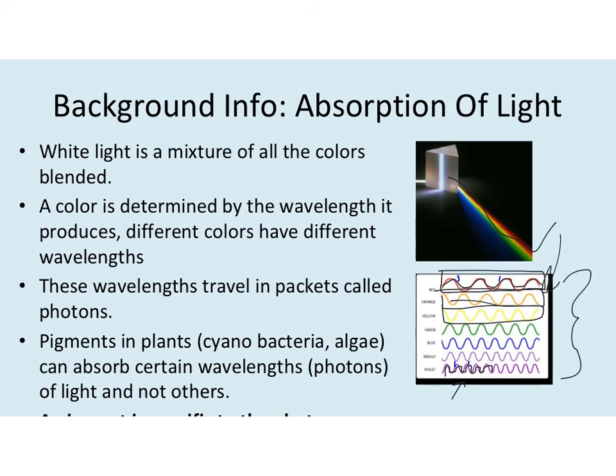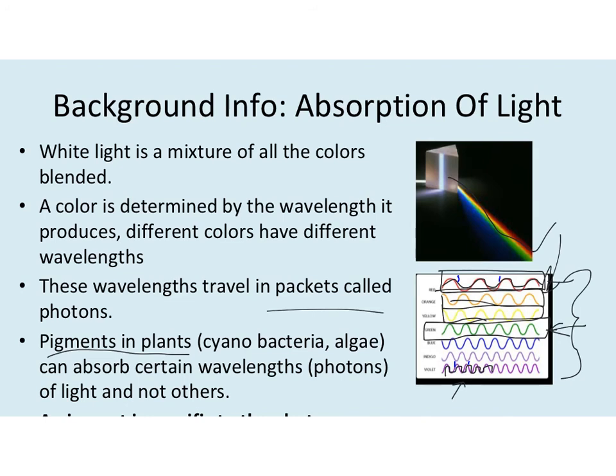Right? And again, these wavelengths travel in packets called photons. Now, the plants can only absorb certain photons. They can't absorb all the different packets of light. They can't absorb, say, green light. Okay? Plants can't absorb this photon. They can absorb the other photons, and they do it quite well, but they can't absorb this photon. Okay? And that's why plants appear green, because instead of absorbing it, they reflect it right back.